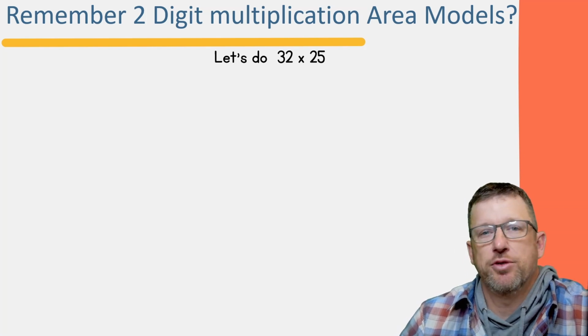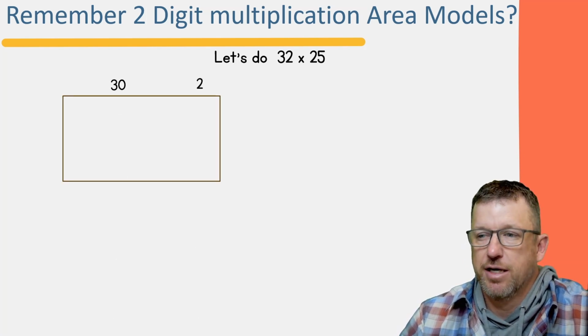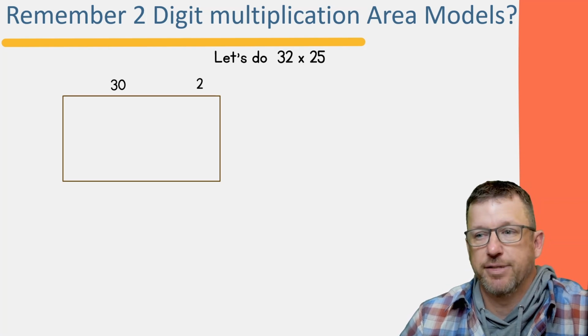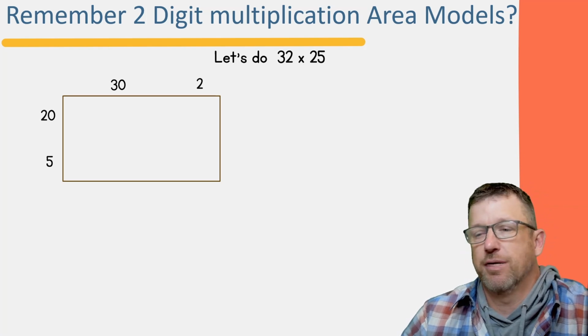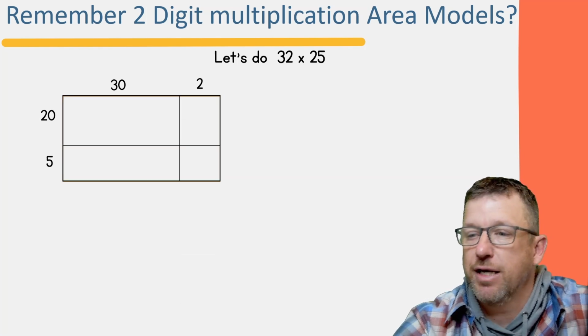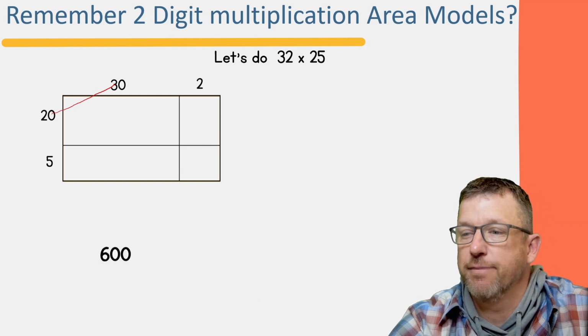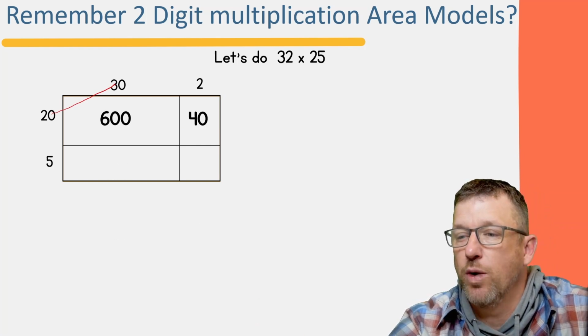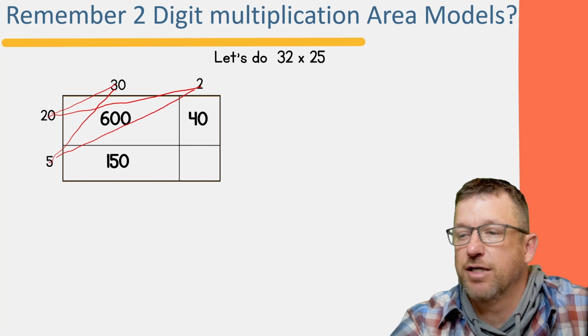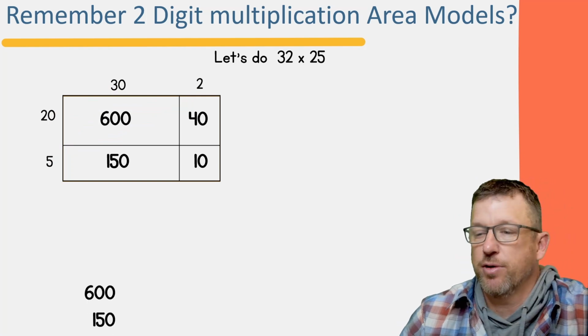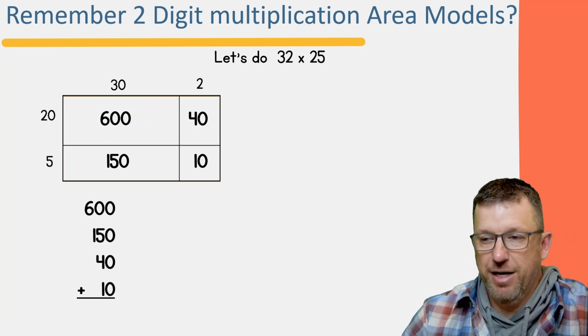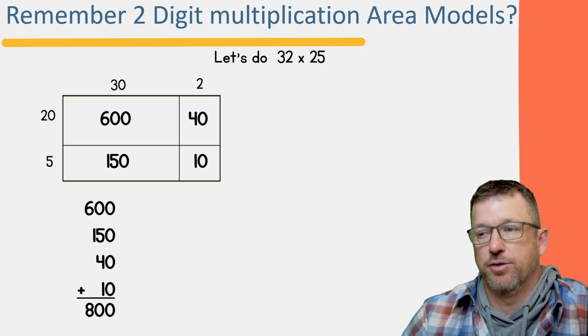So let's multiply 32 times 25. What we would do is take 30 and 2, and break it apart into 2 nicer numbers to multiply, and we'd take 20 and 5, and break it apart into 2 nicer numbers to multiply. Then we would say, all right, what is 20 times 30? It's 600. What is 20 times 2? It is 40. What is 5 times 30? That's 150. And what is 5 times 2? That is 10. That gives us 4 partial products, okay? You would just add all those partial products up, and you would get the answer to 32 times 25.